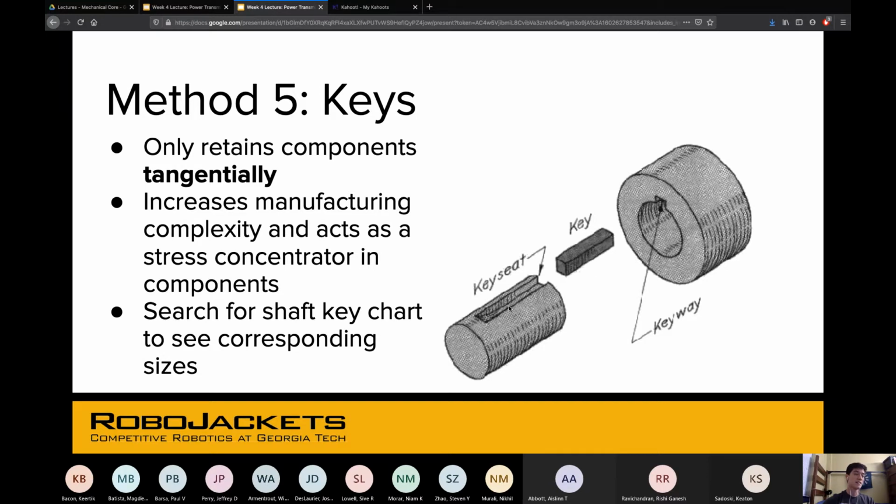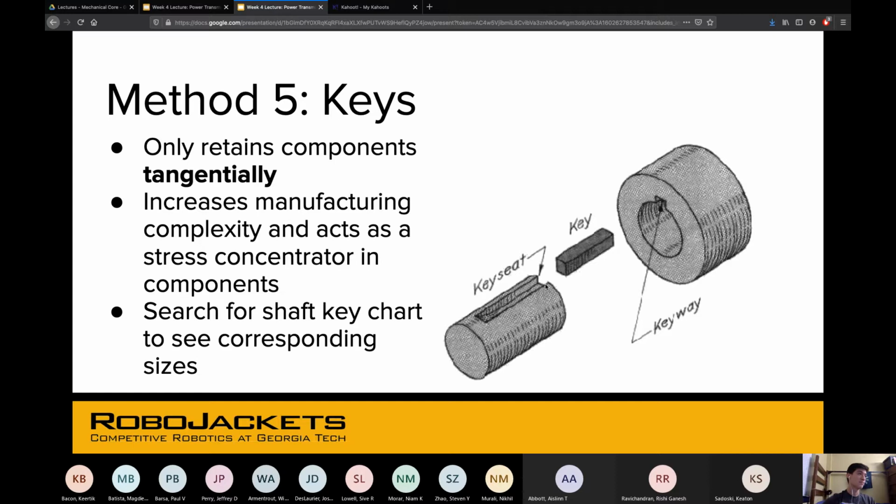You've got this key seat, which is essentially just like a rectangular prism cut into it. Like if you took a rectangle and extrude cut into this shaft, then you end up with a key seat and a keyway on the other side. Usually we just call them keyways. And then this key is just kind of a block of metal.